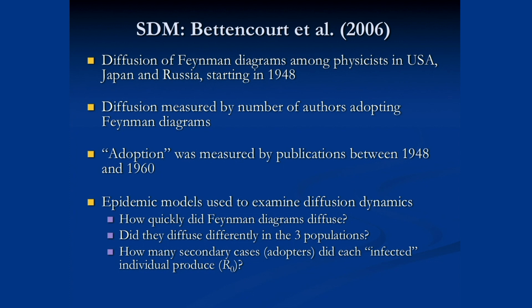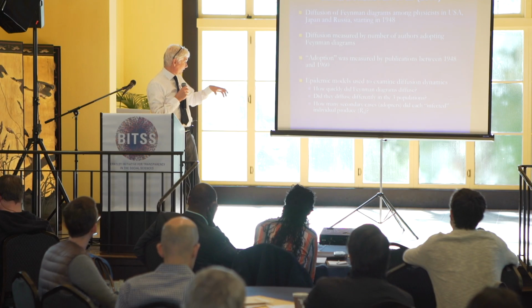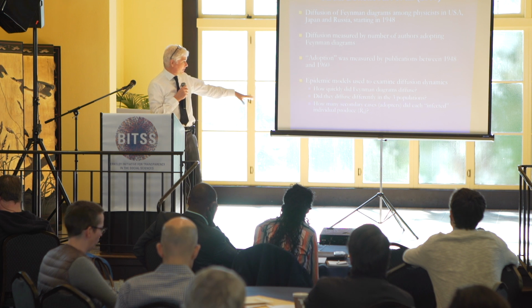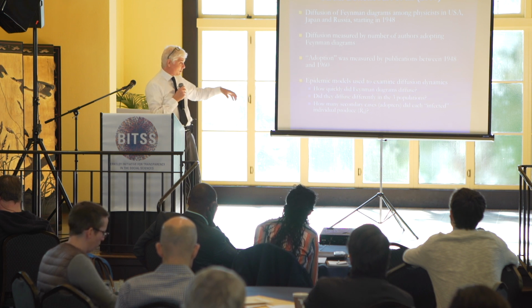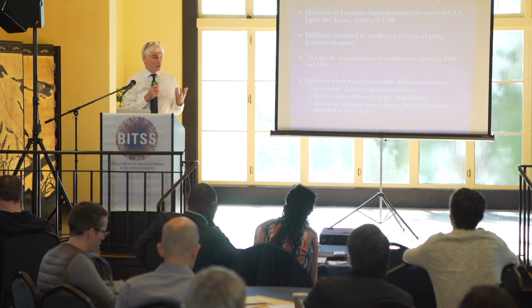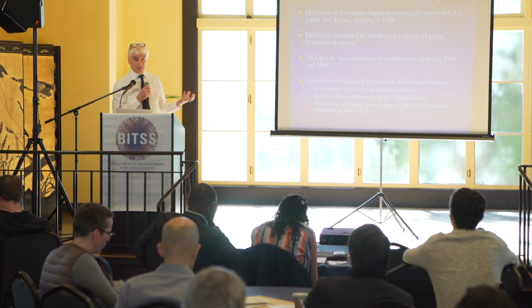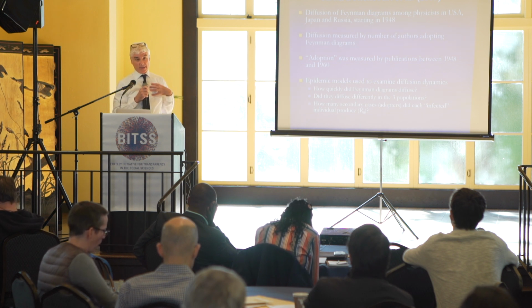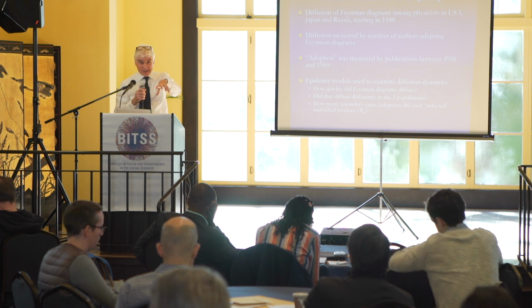Diffusion was measured by the number of authors adopting Feynman diagrams. Adoption was measured by publications between 1948 and 1960, and they used epidemic models to examine the dynamics of the diffusion. So for example, how quickly did they diffuse through these populations? Did they diffuse differently through the populations? And how many secondary cases did each adopter produce? So for each person who adopted the technique, how many other people did they infect?